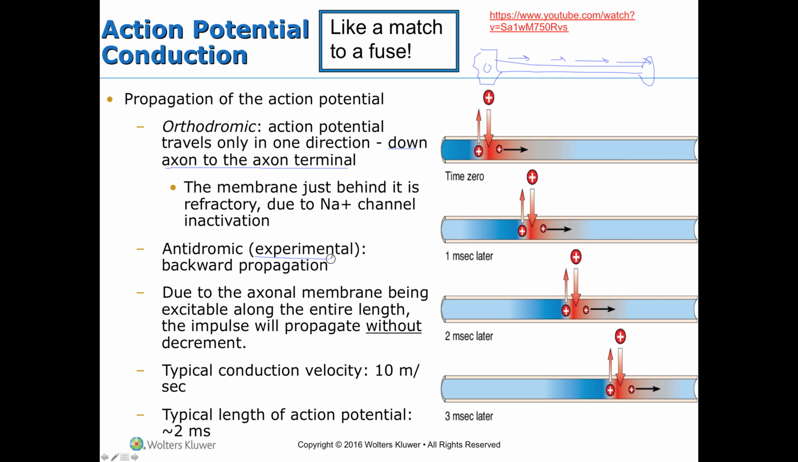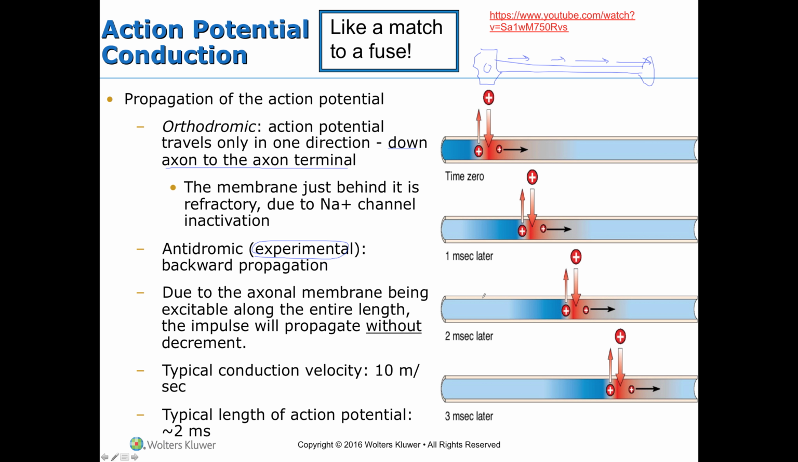Only in experimental settings can action potentials travel in an antidromic fashion, or a backward propagation. The reason it only goes in one direction is that the regions that have just had the depolarization occur are now in an absolute refractory period.